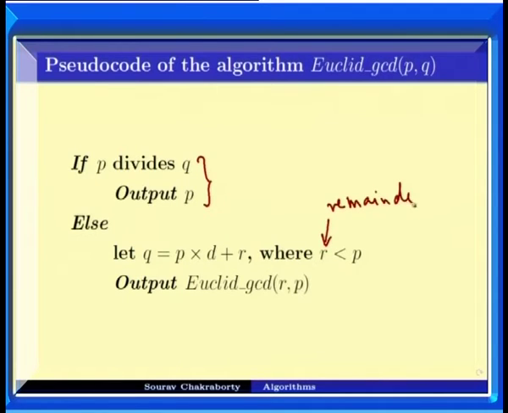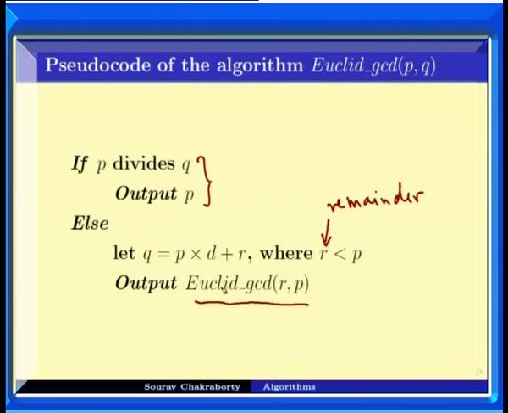So R is in some sense the remainder when you divide Q by P. And once we have that, by our property we know that GCD of P and Q is exactly equal to GCD of R and P, and thus all we need to do is call this function again with a smaller input, R and P. So it's a recursive algorithm, an algorithm that calls itself again and again, but it calls itself with smaller and smaller numbers.